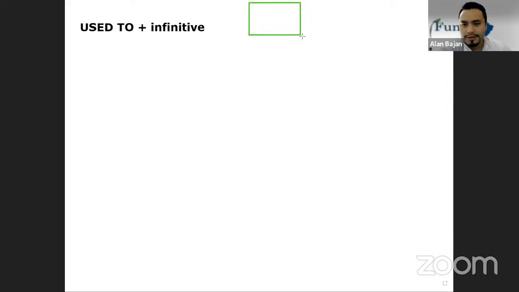Used to plus infinitive. This is the topic. Used to plus infinitive. So we say that an infinitive verb is the following. An infinitive verb, it's a verb that in Spanish ends with ar, er, ir.